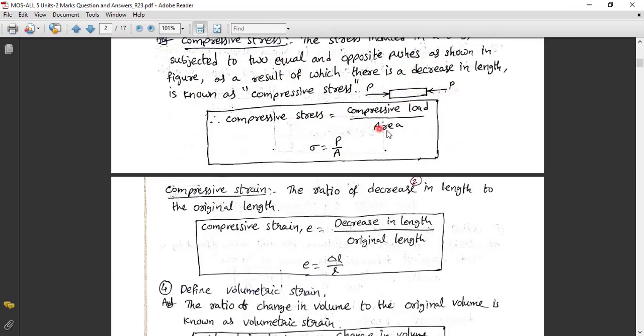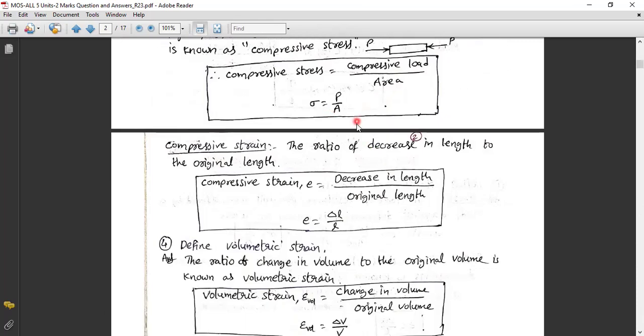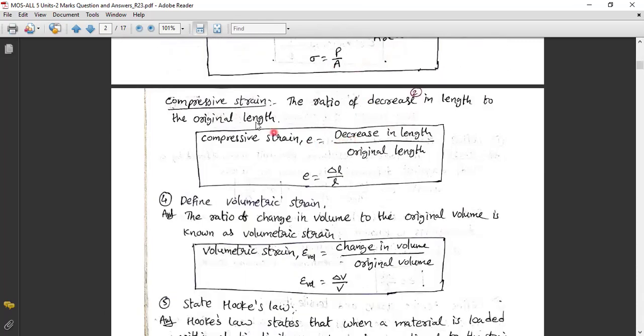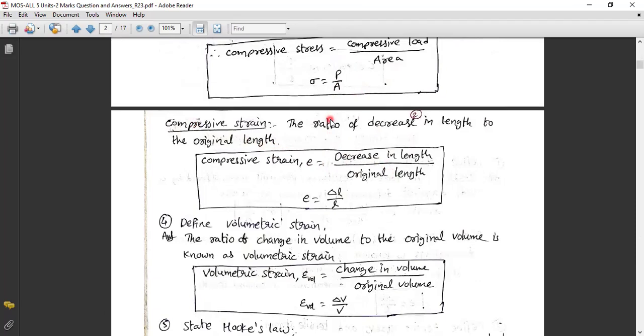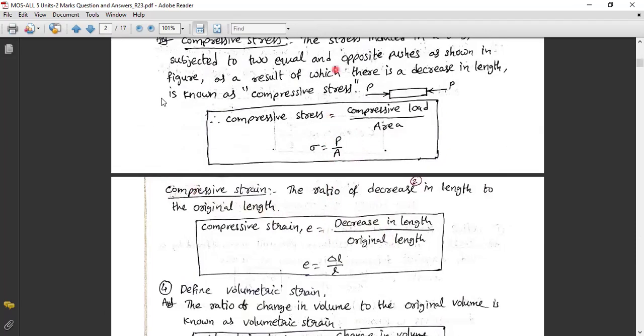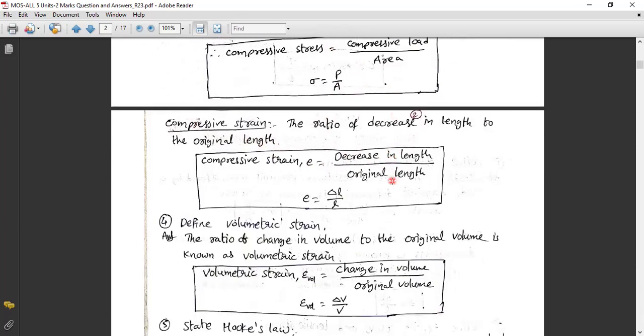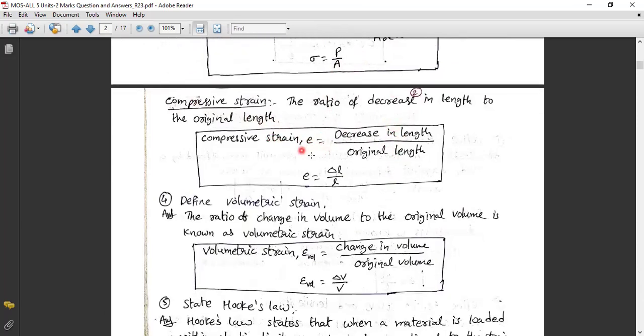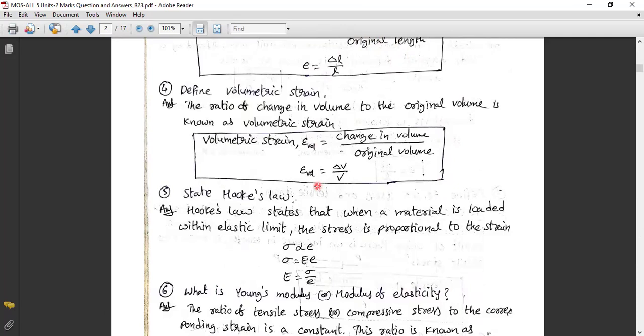So compressive stress is equal to the compressive load which is acting on the body upon the area. So sigma is equal to P by A. So compressive strain, what will happen? Definitely there is a decrease in the length. So when there is a decrease in the length, compressive strain e is given by decrease in the length upon original length. So delta L upon L.